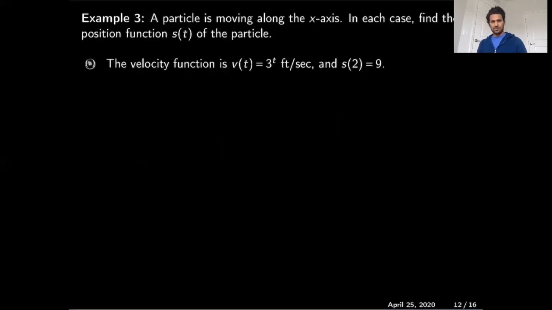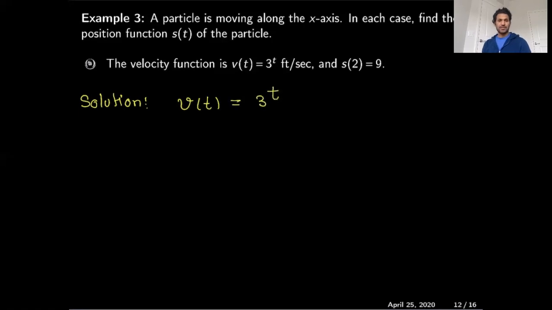Here I have word problems, in which we will see how we use the antiderivative to calculate real word problems. So let's read the problem first. A particle is moving along the x-axis. In each case, find the position s of t of the particle. So the velocity of the particle v of t is given, and we would like to find the position of the particle in terms of t.